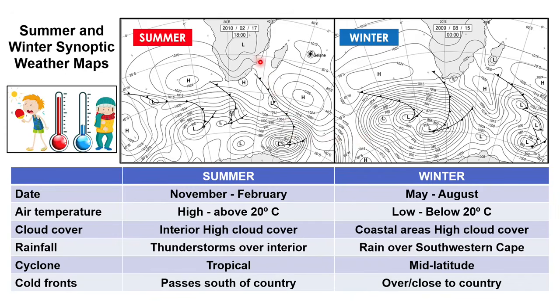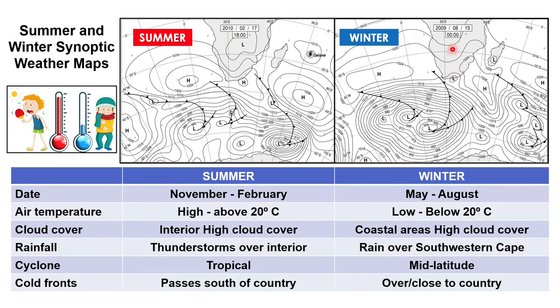Grade 11, this is the first thing. Go look at the date, if the date is printed there. Because we know, for this map, for example, the date here is the 17th of February. Now, anything between November and February, even up to March, could be considered to be summer. We know that. So the date will be a clear indication of whether it is summer or winter.